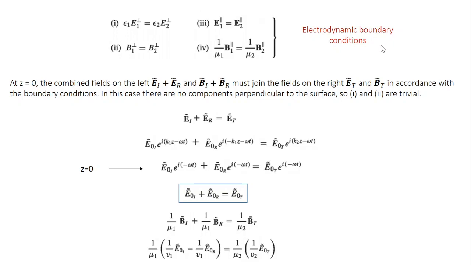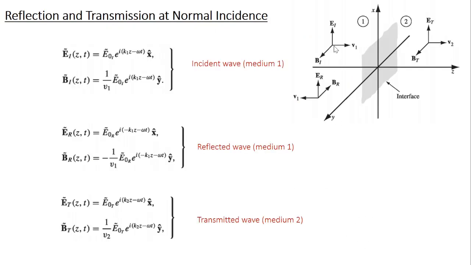We also know the electrodynamic boundary conditions. Epsilon 1 E1 perpendicular equal to epsilon 2 E2 perpendicular, B1 perpendicular equal to B2 perpendicular, E1 parallel equal to E2 parallel, 1 over mu1 B1 parallel equal to 1 over mu2 B2 parallel. So we have incident and reflected waves on the left hand side and the transmitted wave on the right hand side.